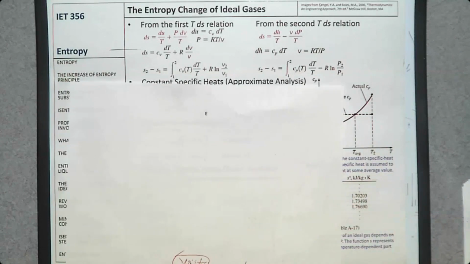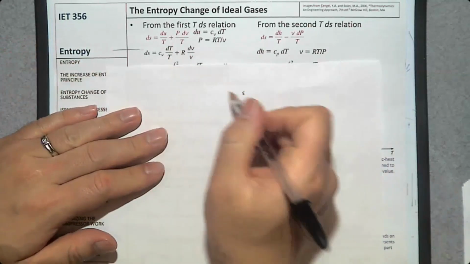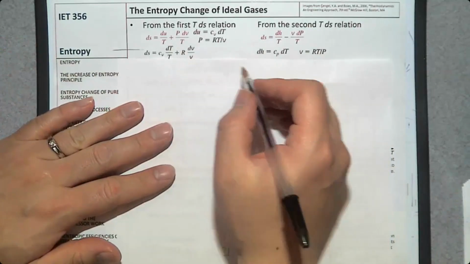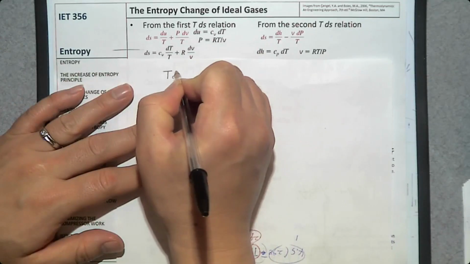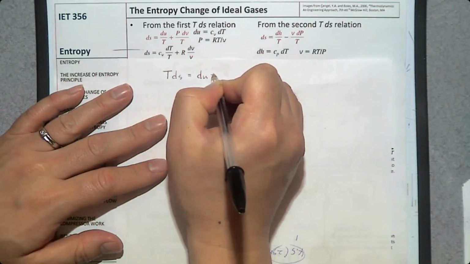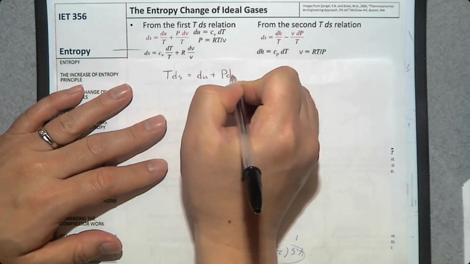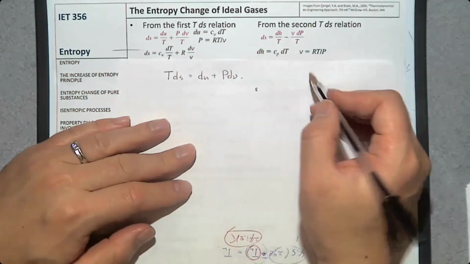Okay, so previously we studied the TdS relation. What was the TdS relation? TdS is going to be du plus PdV. That's what we derived last week. If you don't remember, we can go from the beginning.